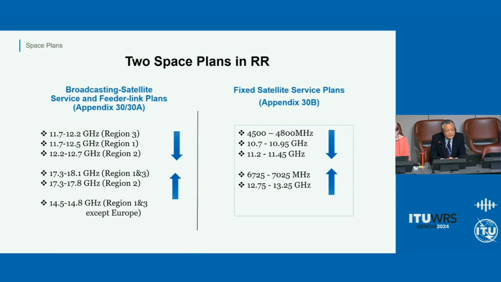On the screen, you can see the frequency bands of these plans for downlink, uplink, and for the different regions. You can easily see that for the BSS and associated feeder-link plans, the frequency bands differ slightly from region to region. But the 30B plan is a global plan. In all three regions, all the member states have the same frequency resources.